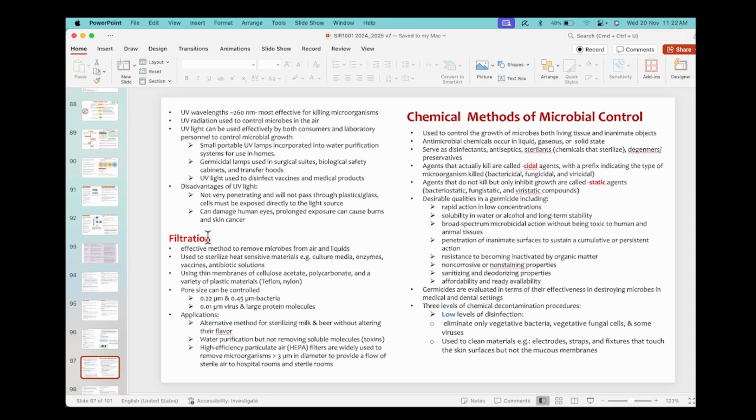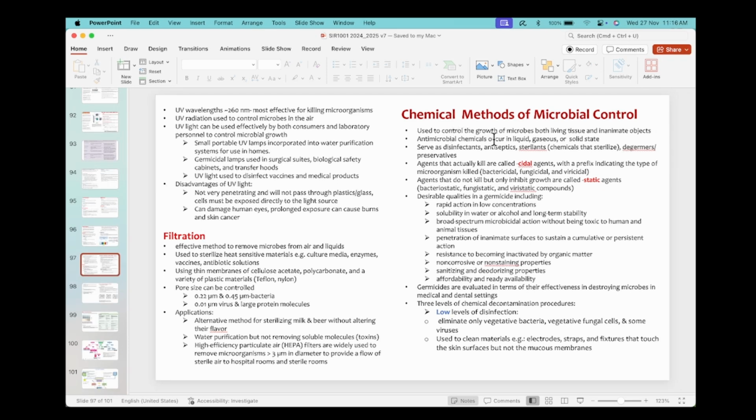So filtration, from the pore size, can remove the bacteria. Filtration is also used in the laminar flow that you use, the clean hood. Sometimes they have HEPA filters, high efficiency particulate air filters.